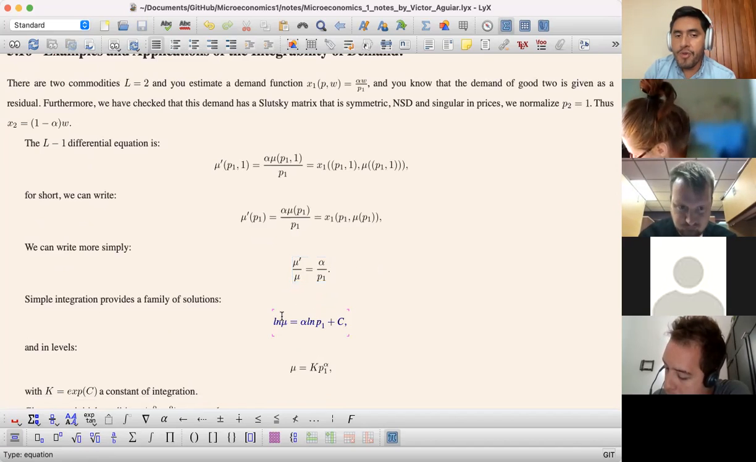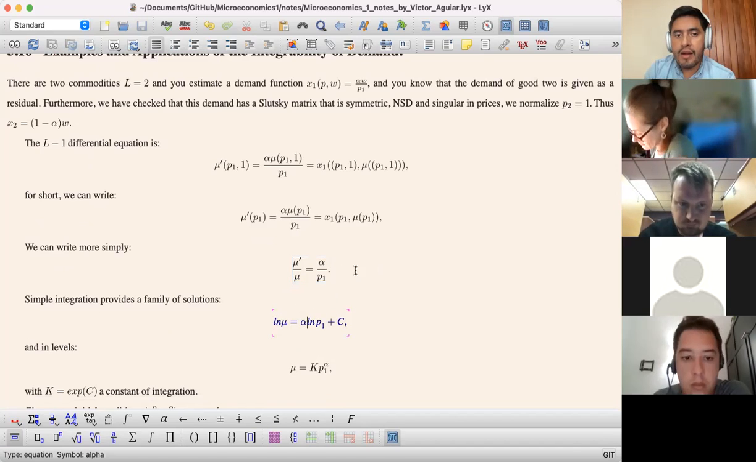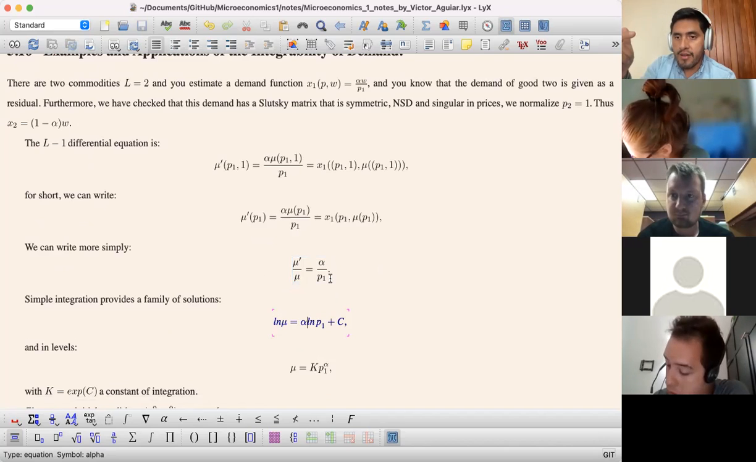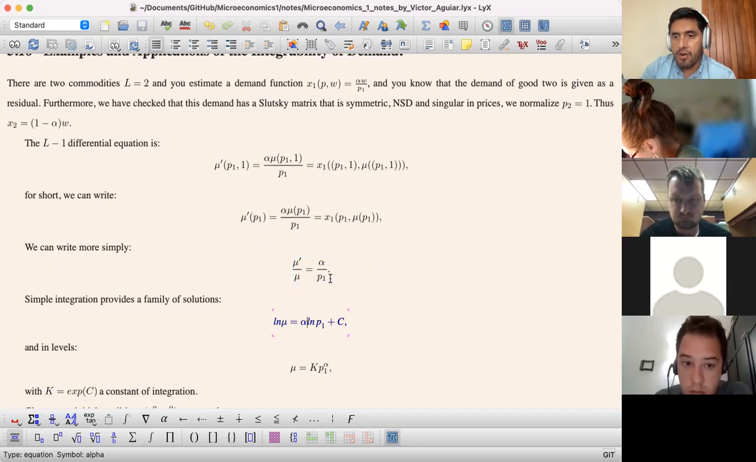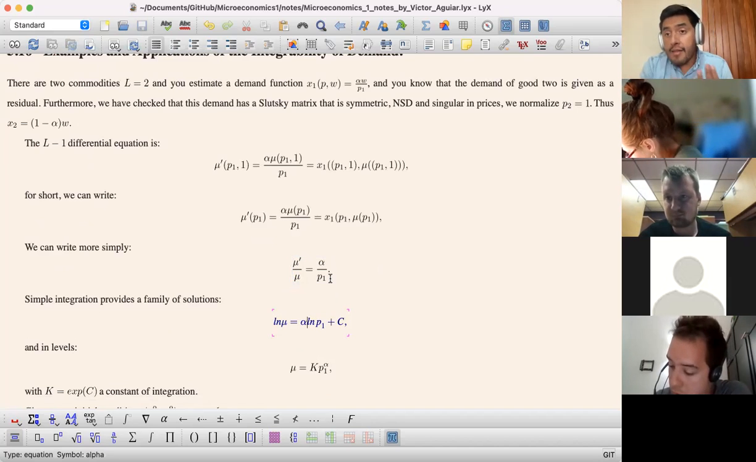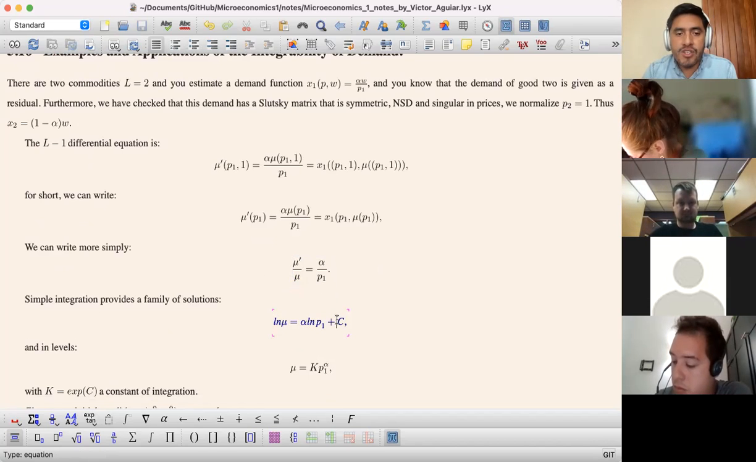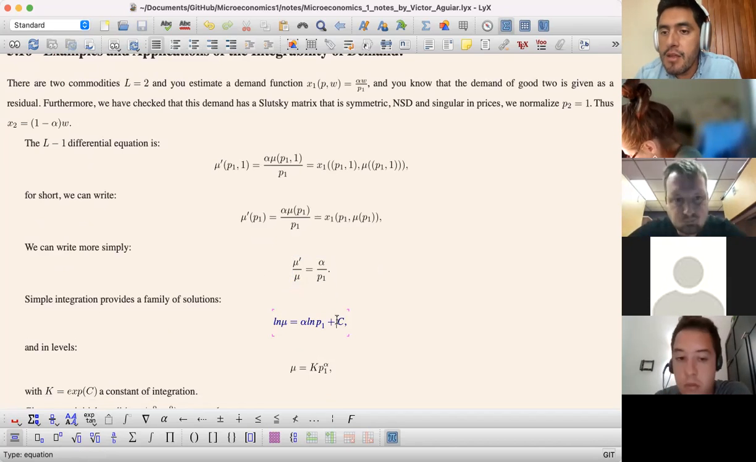We get the logarithm of mu equal to what? The integral of alpha over P1. It is the same object as before. We integrate this 1 over P1. The integral is the logarithm, so it's alpha logarithm of P1, but there is a constant of integration. And the constant of integration is C, okay?